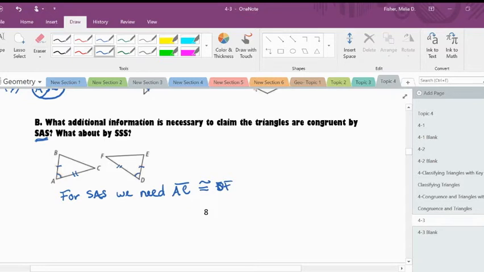Now it's asking about, what about for side, side, side? Well, we were only given the information that AB is congruent to DE. In order to know for side, side, side, we would need the other two pairs. So we would need to know not only is AC congruent to DF, but we would need BC to be congruent to EF.